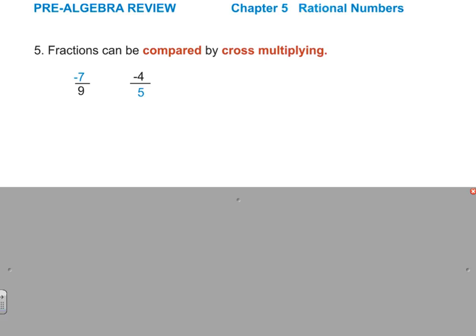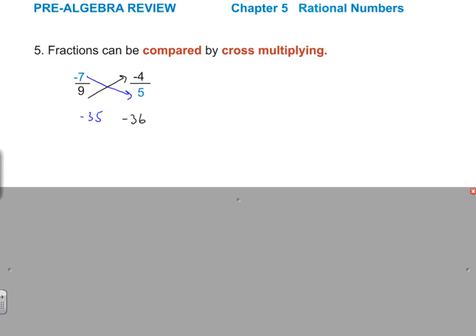Is negative 7/9 greater than, equal to, or less than negative 4/5? Now remember, it's top times top. So negative 7 times 5 is negative 35. And then it's bottom times top. Did I say top times top? So top left times bottom right, negative 7 times 5, negative 35. And bottom left times top right, 9 times negative 4 is negative 36.